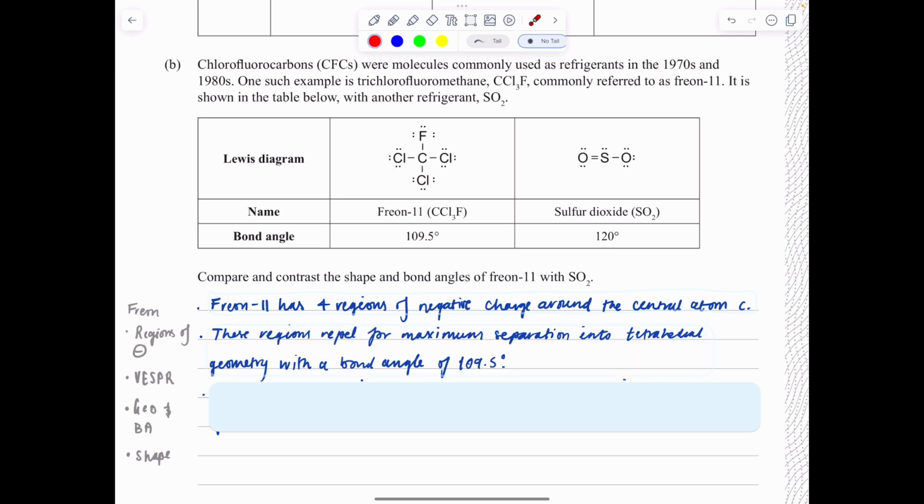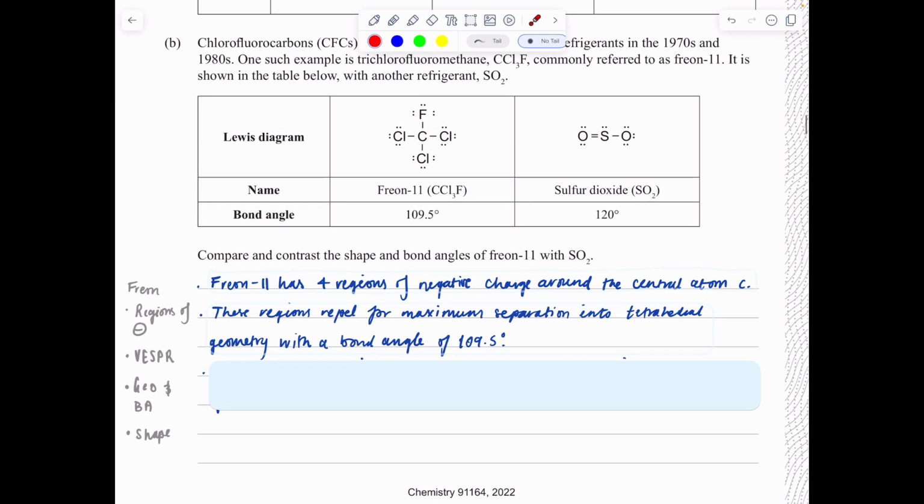Now let's go into the VSEPR theory. These regions repel for maximum separation into a tetrahedral geometry with a bond angle of 109.5. So you can see here that I've linked the VSEPR theory with geometry and the bond angle all in one sentence, okay? Remember, the VSEPR theory is all about the fact that negative regions are going to repel for maximum separation because like charges repel, opposite charges attract, okay? So VSEPR theory is all about these like charges, which are negative, wanting to be as far away from each other as possible, okay?